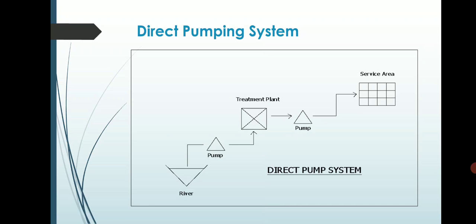From the river, that means the source, water is pumped to a treatment plant, then after treatment it is pumped to a service area. But if we notice, there is actually no reservoir needed or used in this direct pumping system. That is why it is called a direct pumping system. There is no chance of storage of water. It is suitable for small community water supplies because there is no storage. So if there are many people, it will be difficult for them as there is no storage of water.